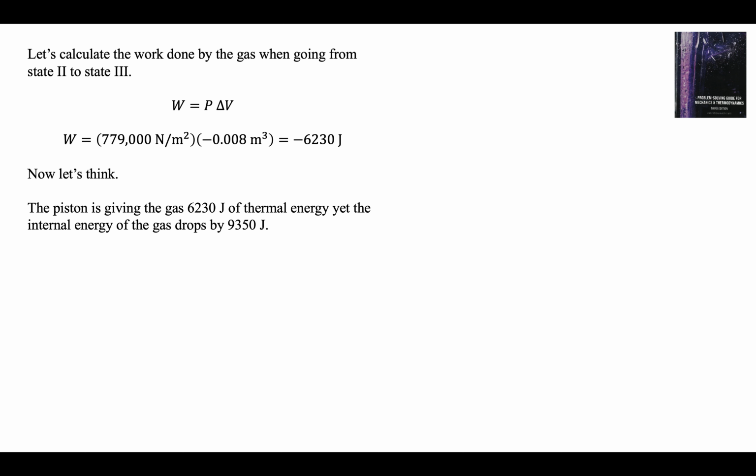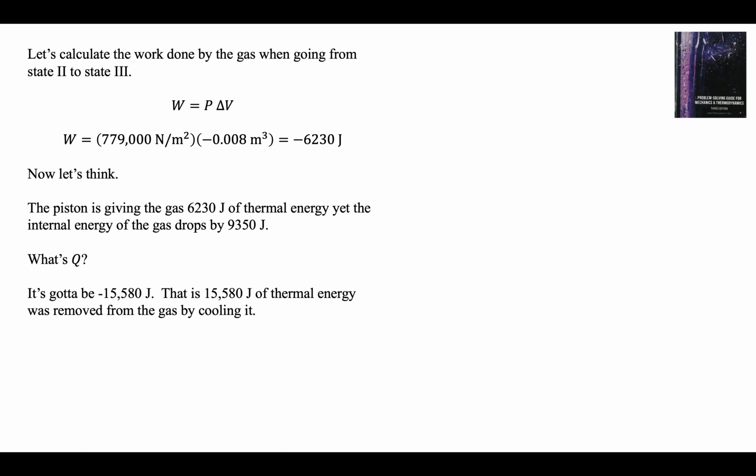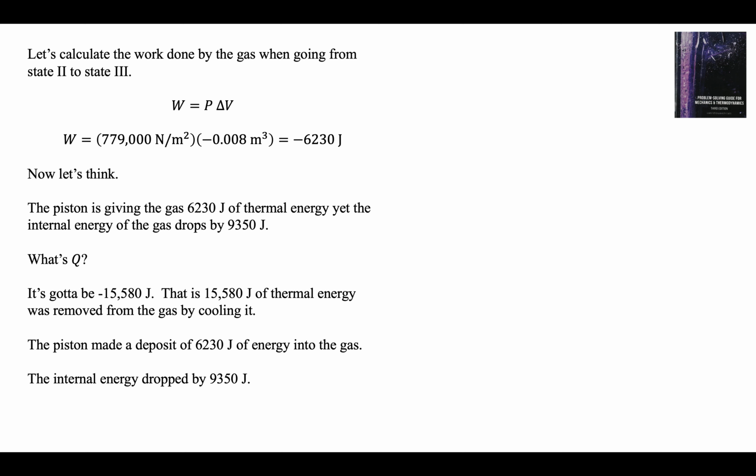How much thermal energy did you take out? What's Q? Must be minus 15,580. 15,580 joules of thermal energy removed from the gas by cooling it. The piston made a deposit of 6,230 joules. The internal energy dropped by 9,350 joules. It should all make sense.